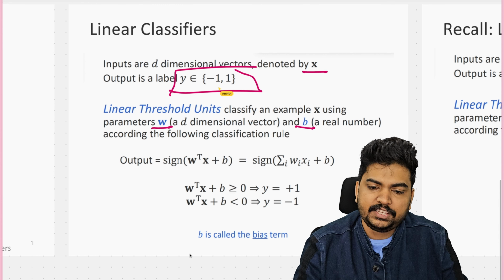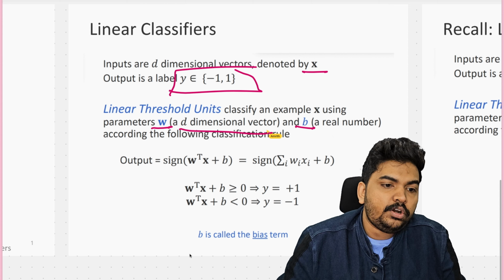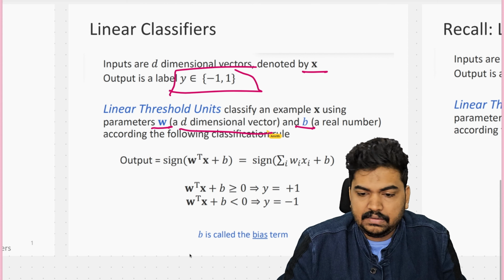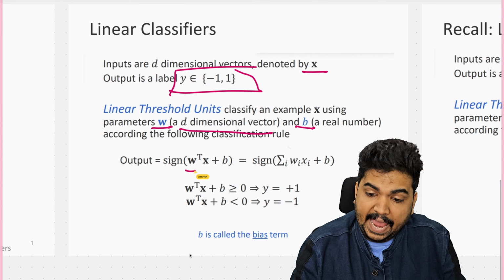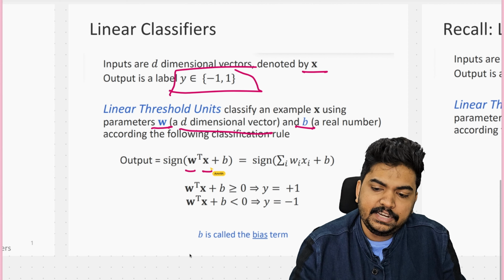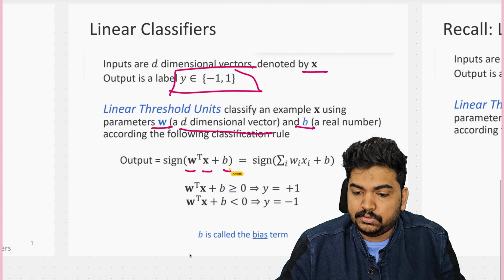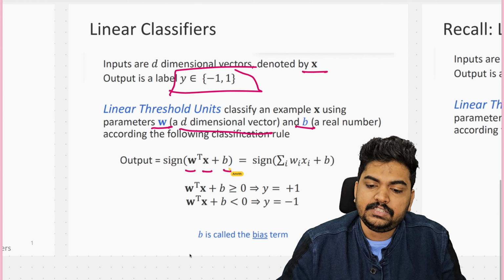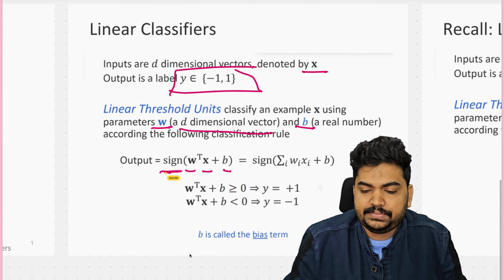So the input vector as well as the weight vector are both d-dimensional vectors. They match their dimensions. Now, it takes the dot product of W transpose X. Let me repeat it. It takes the dot product between W transpose and X and adds it with the bias. If the value is positive or 0, then the label is 1, else the label is -1. And this thresholding is done by the sign function.